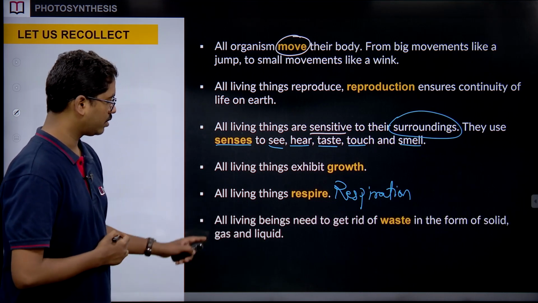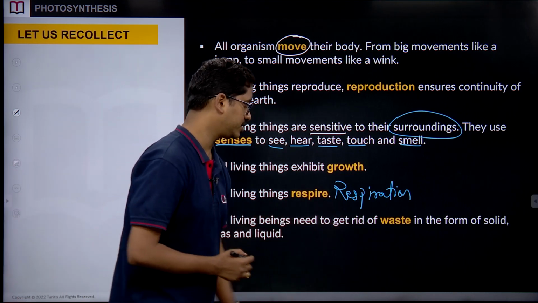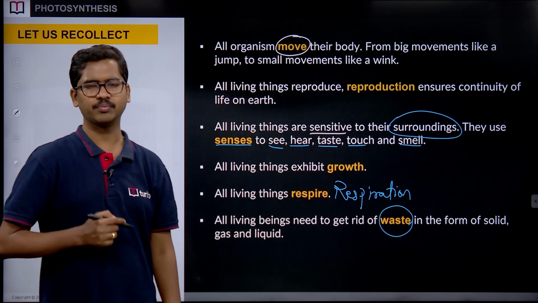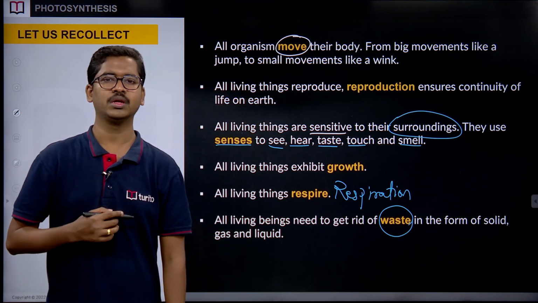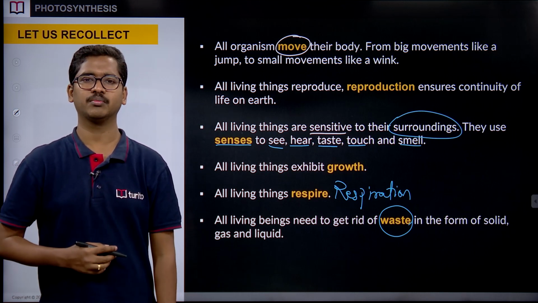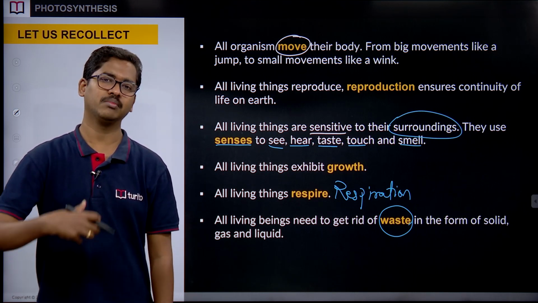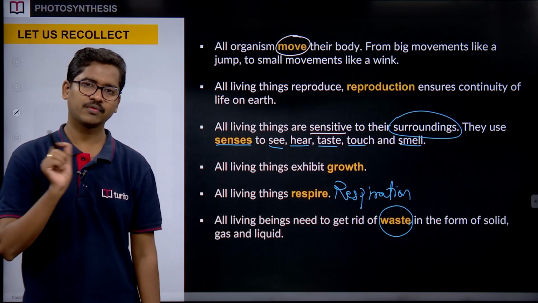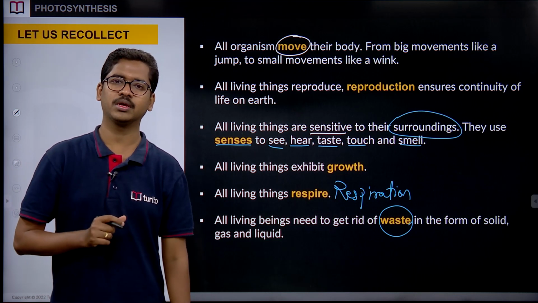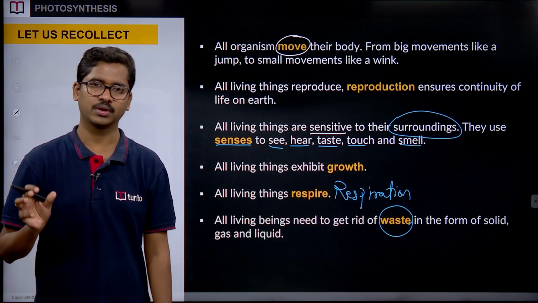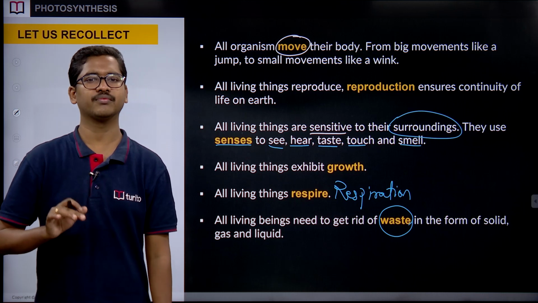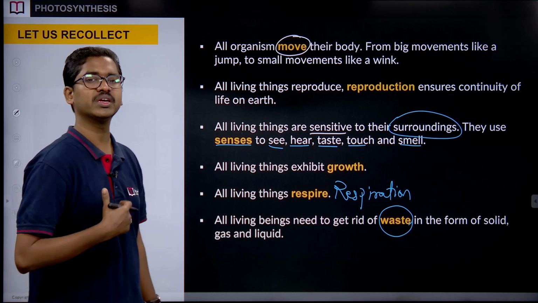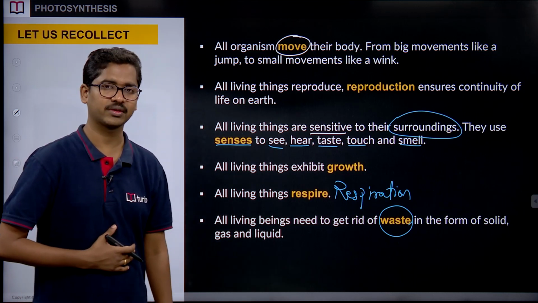Then, all living beings need to get rid of waste which is generated in the body. As we consume food, there are so many biochemical reactions occurring in the body. Apart from that, just by maintaining itself, the body generates so many components. Part of them are required and will be utilized by the body, part of them are not required and will not be utilized, and there is no point in them staying in the body. So, we consider them as waste and they should be given out of the body, and that is what excretion is.